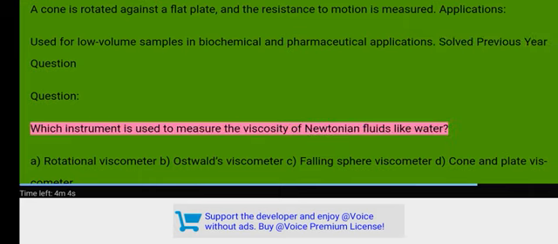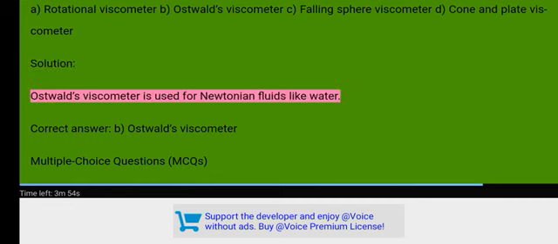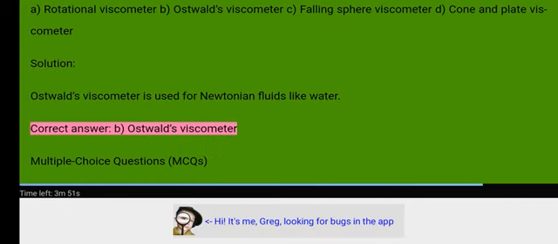Solved previous year question. Which instrument is used to measure the viscosity of Newtonian fluids like water? A. Rotational viscometer. B. Ostwald's viscometer. C. Falling sphere viscometer. D. Cone and plate viscometer. Solution. Ostwald's viscometer is used for Newtonian fluids like water. Correct answer, B. Ostwald's viscometer.